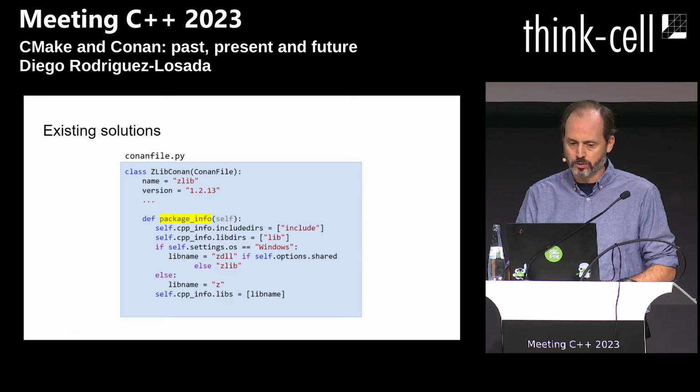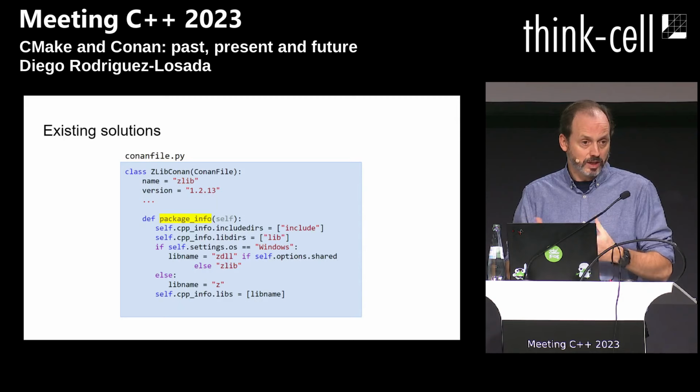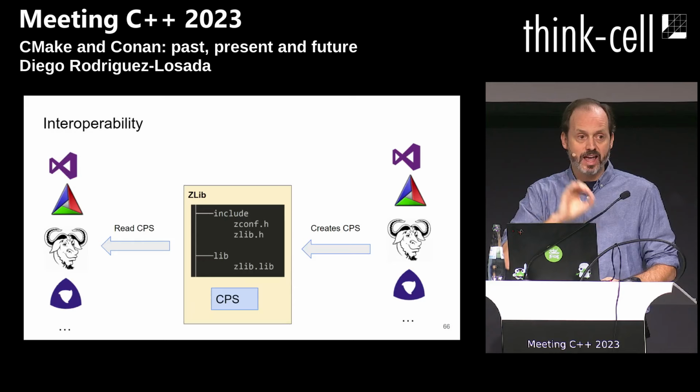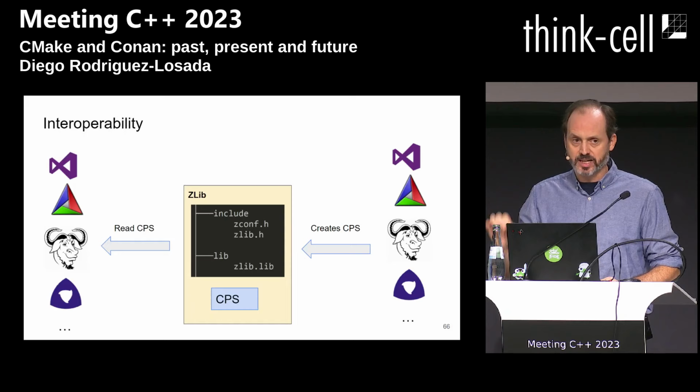And of course, the package_info method of Conan is another approach to tackle this problem, to have a common representation of a package so it can be used by any build system. The goal of the CPS is exactly this: we want every build system, when they are building something, besides the artifacts, besides the library, to also create a CPS file.